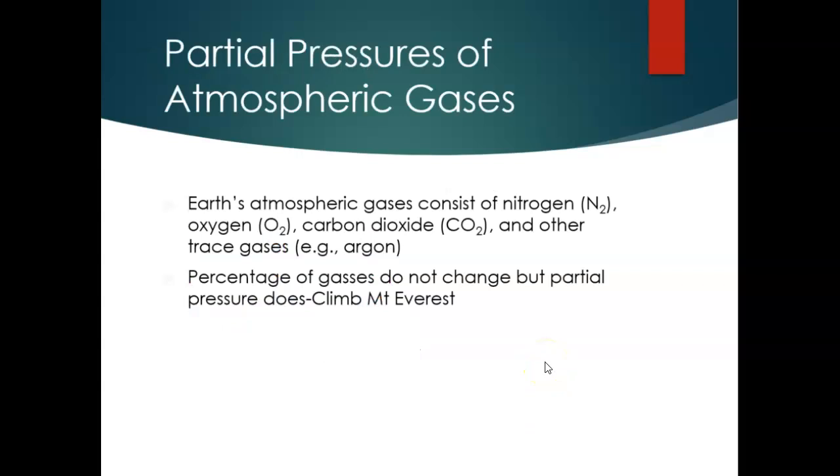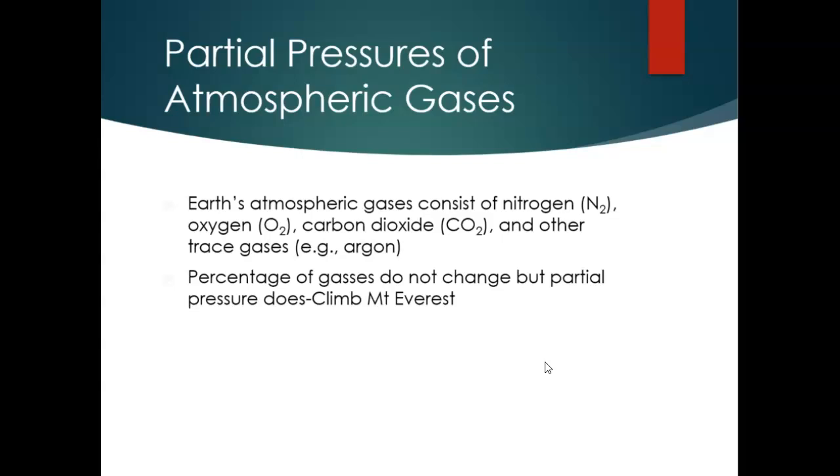Okay. So again, why is this important to us? It's to understand that the partial pressures of atmospheric gases are usually made up of nitrogen, oxygen, and carbon dioxide, and then a few trace gases making up less than 1%, like argon and radon. These percentages aren't going to change. So if I climb Mount Everest, the percentage doesn't change. 21% of the gas mixture is still going to be oxygen, just like it is at sea level.